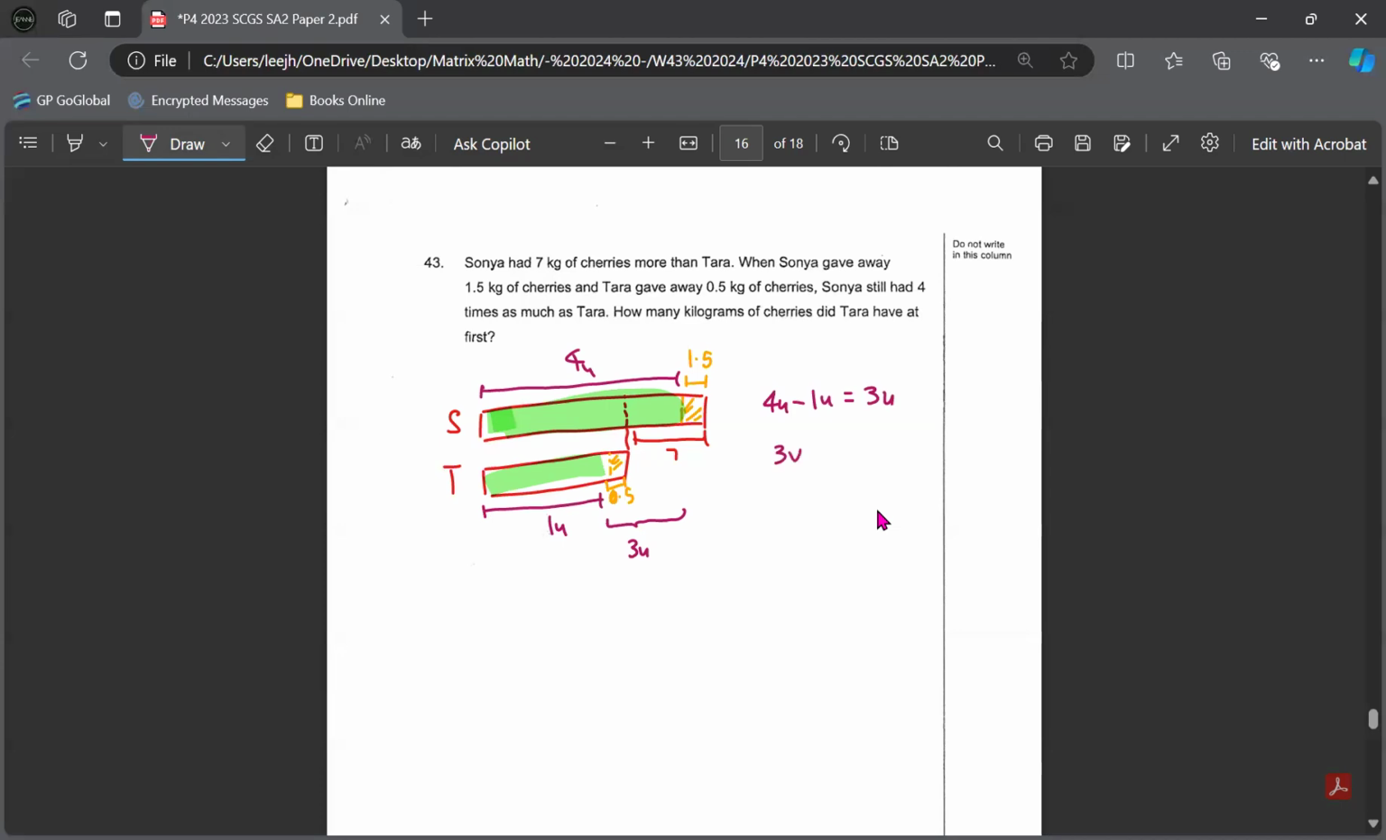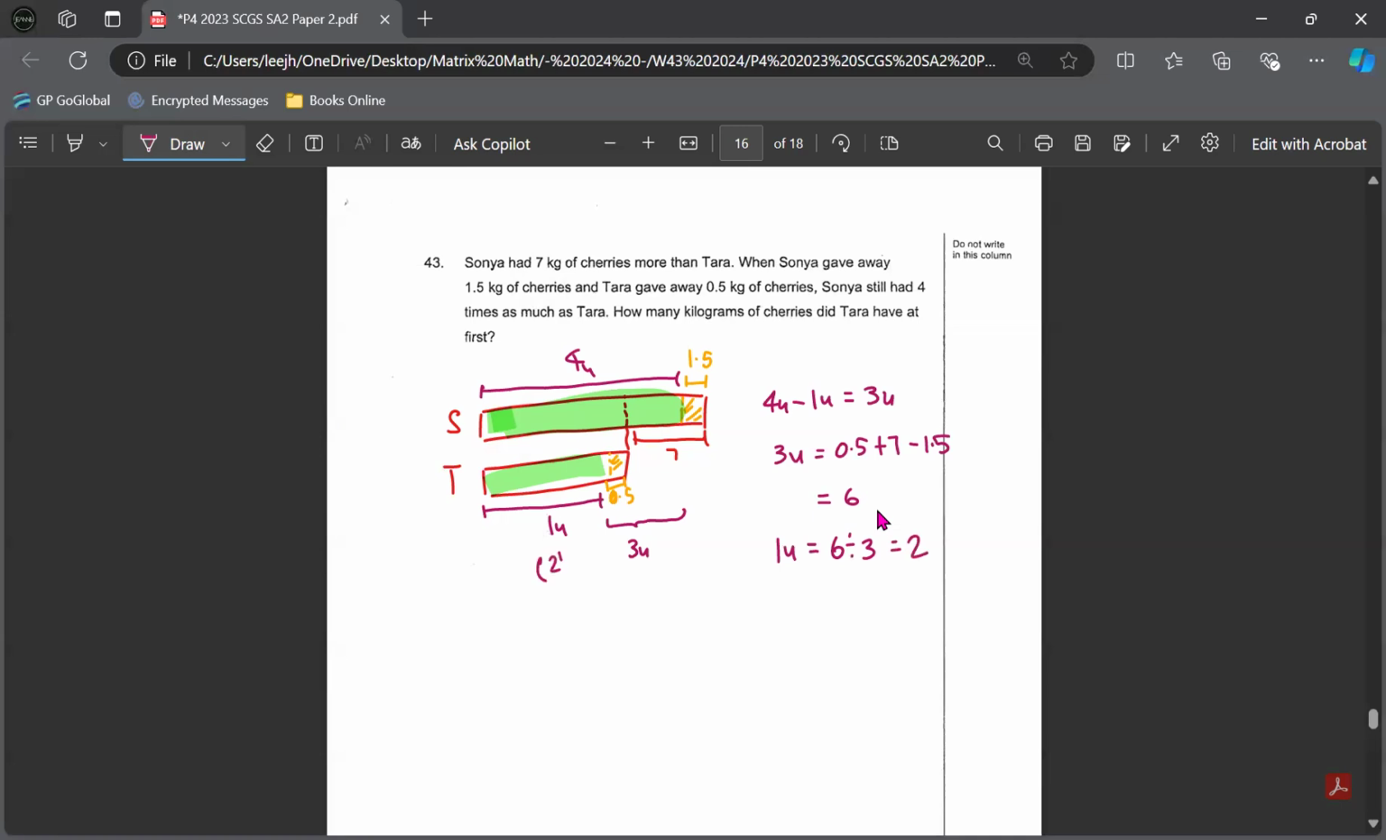How to find the value of 3 units? You have to add these two together first. Find this whole thing. Then minus 1.5. So 0.5 plus 7. Then you minus 1.5. Okay, this would be 6 kg. So if 3 units is 6, for 1 unit, 6 divided by 3. 1 unit is 2 kg.